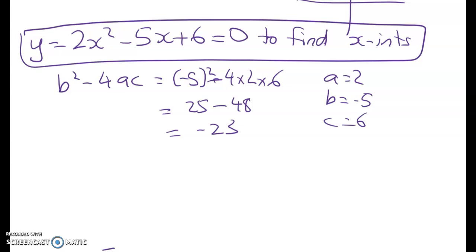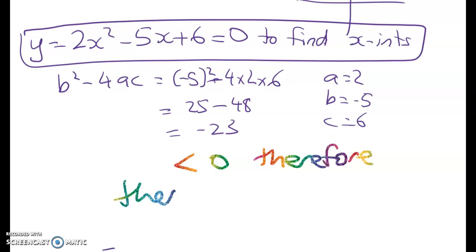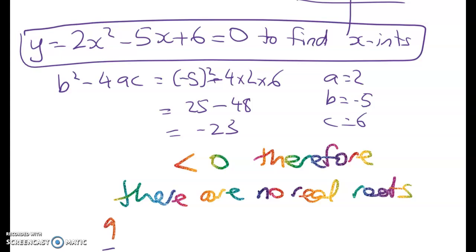I'm talking fast because I'm running out of time. What you need to say is that that is less than 0, therefore there are no real roots. Graph does not cross the x-axis.